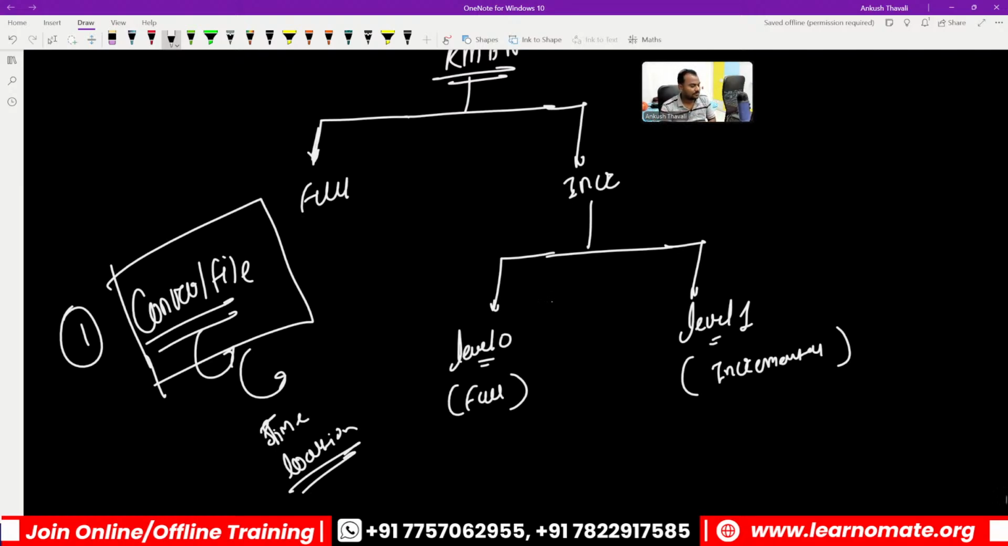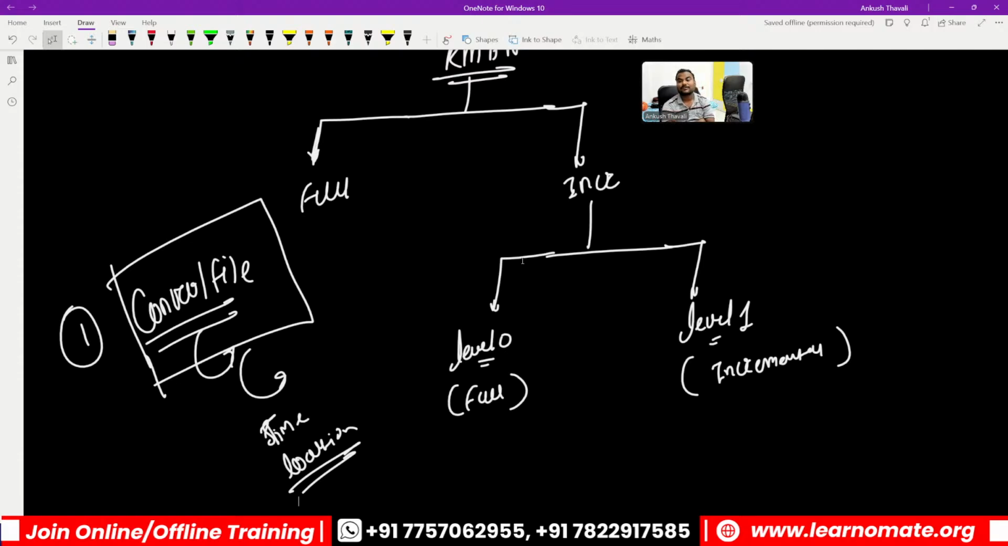All metadata information is stored in the control file, right? Including your backup information also. But level 0 is considered a full backup. Then why is it included in incremental backup?